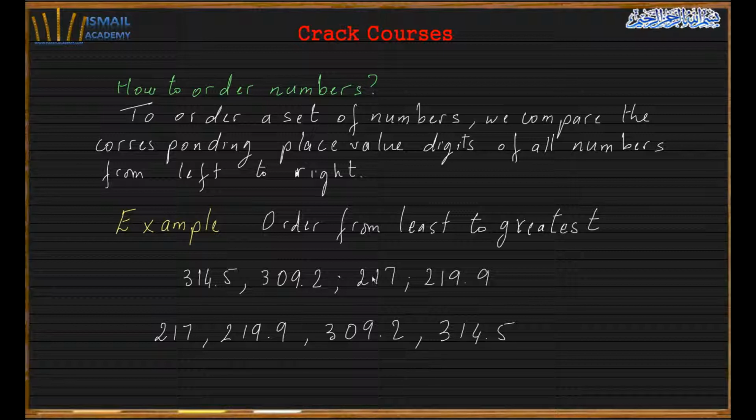If I want to order this from greatest to least, I do the same idea. I start with the 100s place value and pick the greatest, then I compare them together and pick the highest one from them, and I keep comparing till I'm done with my set. So this is how we order a set of numbers.